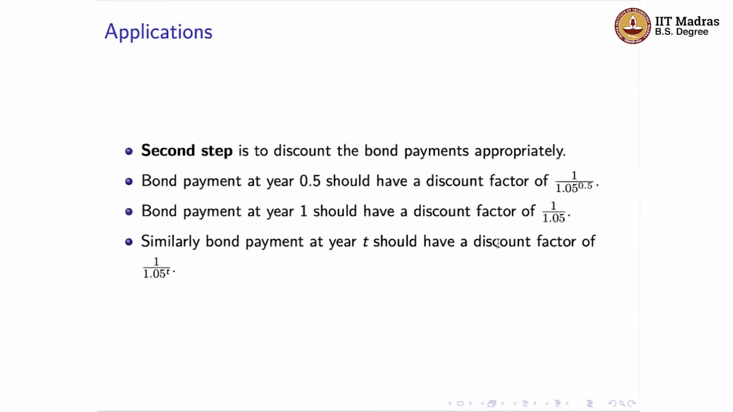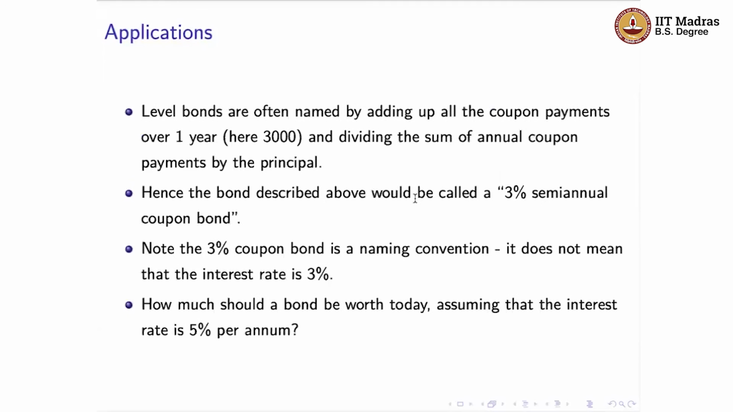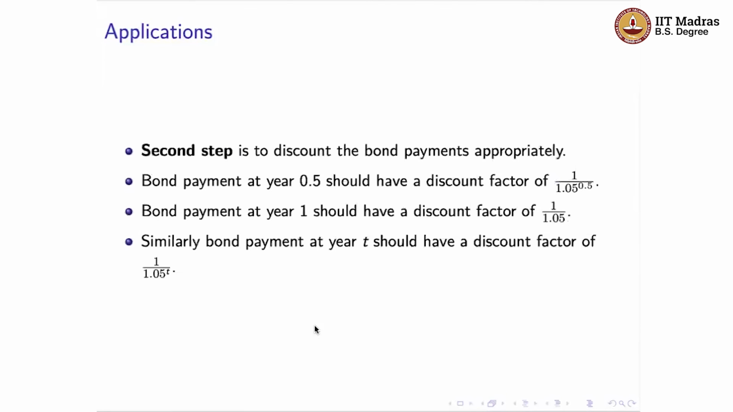The next thing that you have to figure out is that you need to discount the payments that are going to happen in the future. So what should the bond payment at year 0.5 be discounted by? The discount factor should be 1 by (1 plus r) to the power t. Here t is 0.5, and r is 5%, because that information was given to us. So we can calculate the discount factor at year 0.5, at year 1 it will be 1 by 1.05, and so on. This is the general formula.